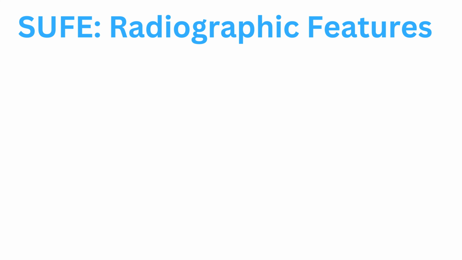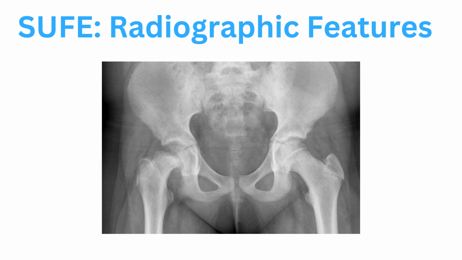We are now going to take a look at the radiographic appearance of SUFE, so you will be able to spot it if you ever see it on a radiograph. Here we have a radiograph illustrating a slipped upper femoral epiphysis of the right hip. We can visibly see that the right epiphysis has slipped in relation to the metaphysis of the bone. You will be able to easily distinguish this when comparing it to the left hip, which is unaffected.